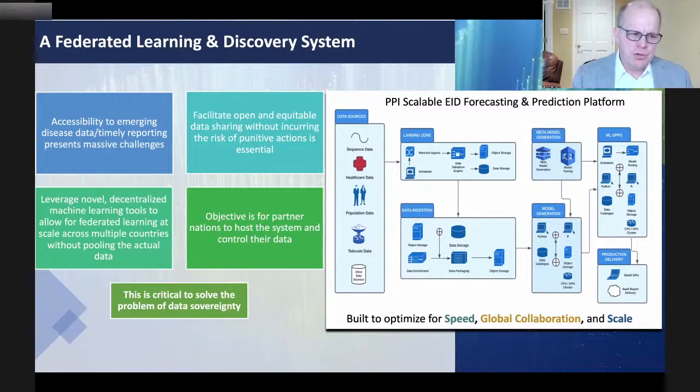So what we are looking to do, leveraging the system we're building, is novel decentralized machine learning tools to allow for federated learning at scale across multiple countries without pulling the actual data. And we're using industry-based systems, meaning specifically AI machine learning tools that were used for financial applications from Wall Street, to build these federated systems up, which is very exciting.